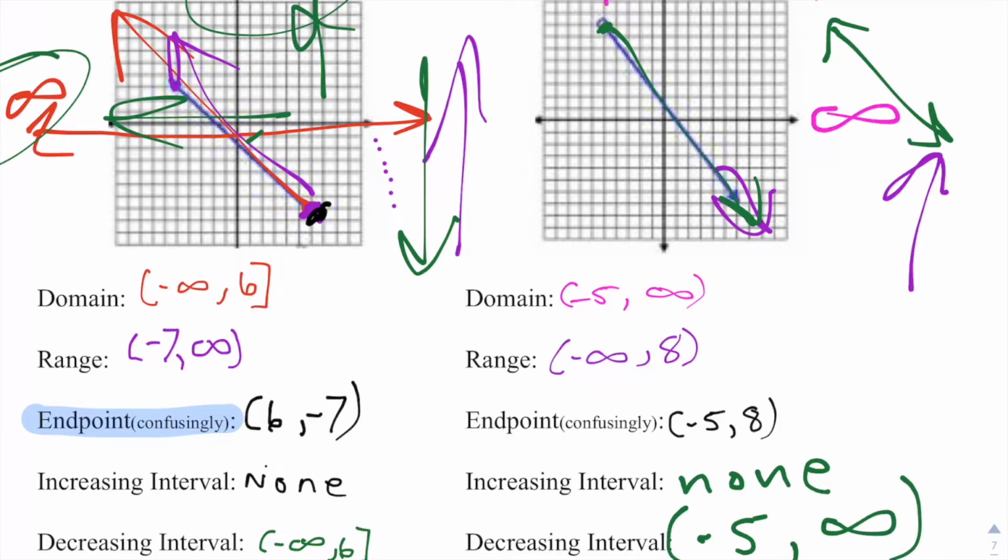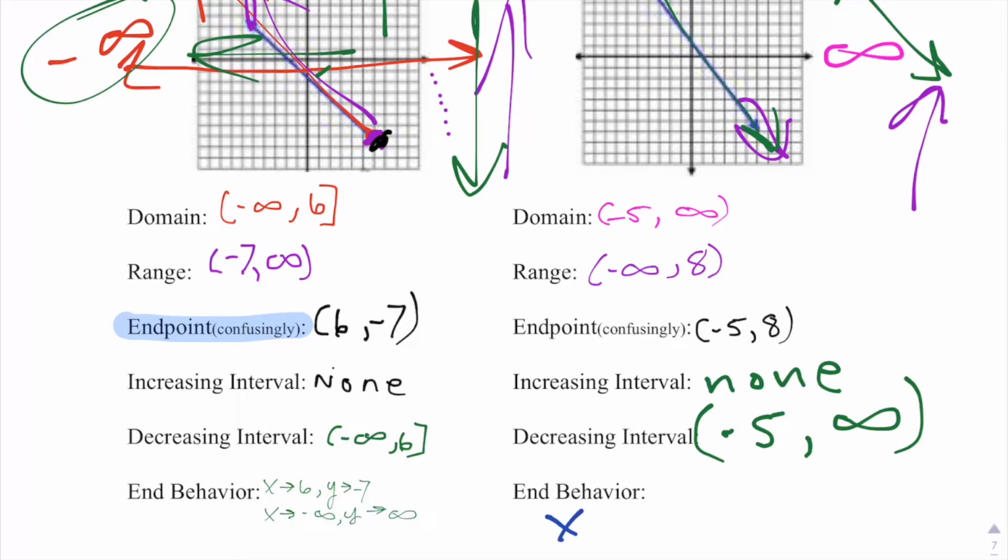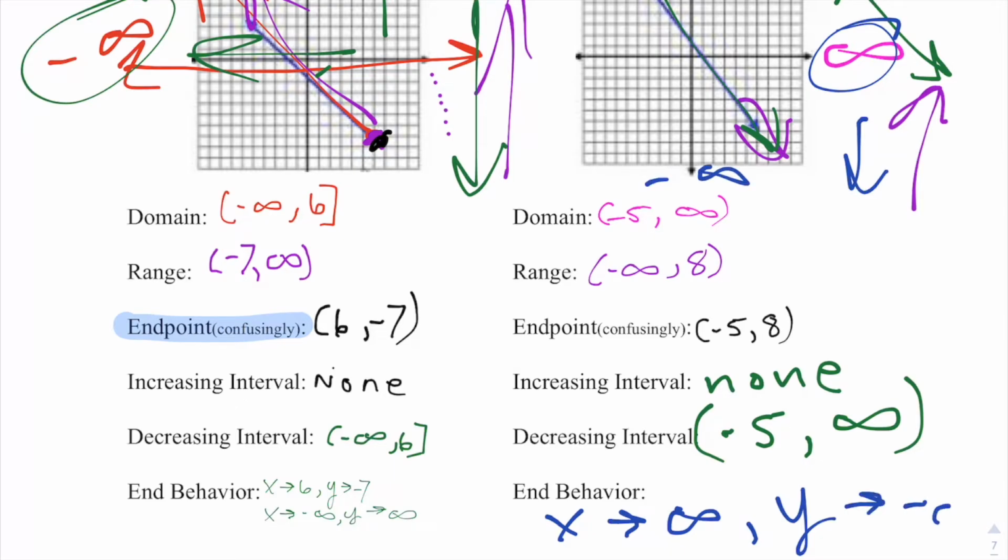Our end behavior is, as x is approaching infinity, so this infinity right here, y is going down toward negative infinity. So as x approaches infinity, y is approaching negative infinity. As x approaches its smallest value, which is -5, y is approaching its largest value, which is 8.